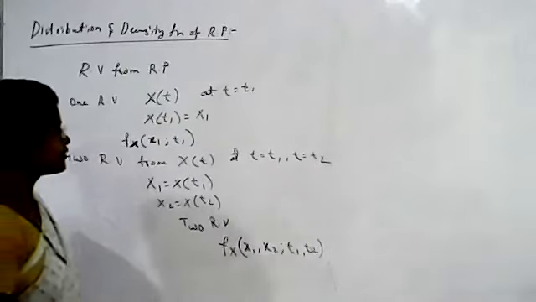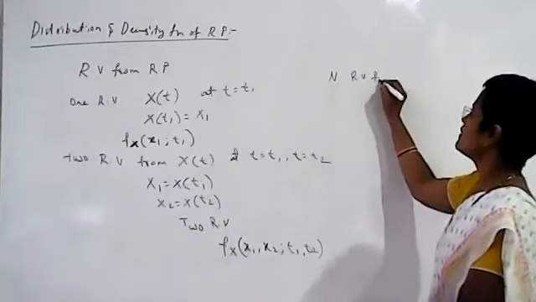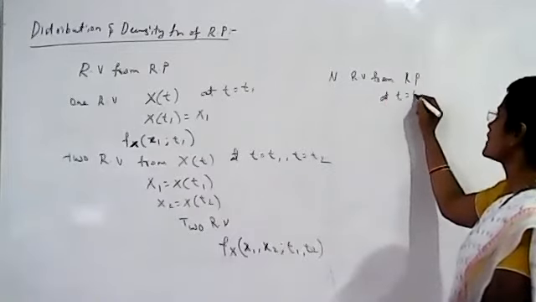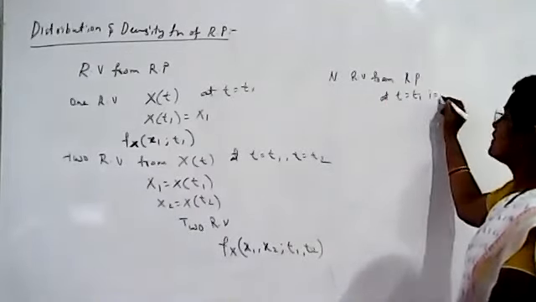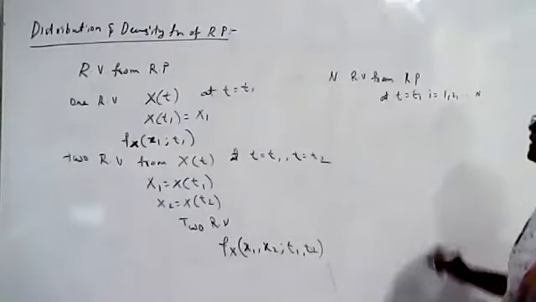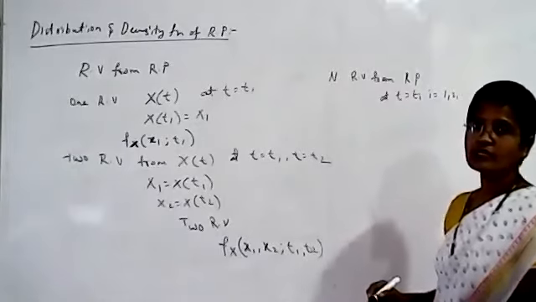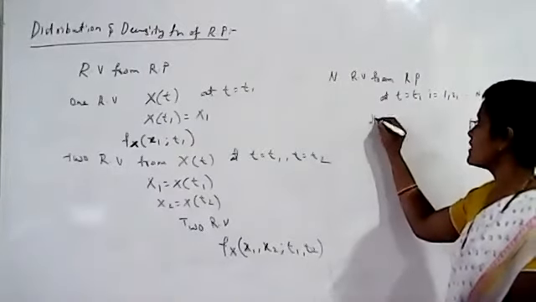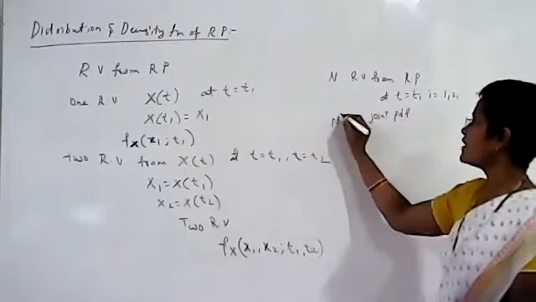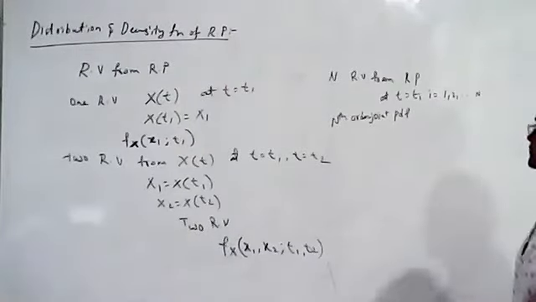Similarly, if we are obtaining n random variables from the random process at n time instances, that is t is equal to ti, where i is varying from 1 to capital N, then it will have all the statistical properties related to its joint probability density function. Now, what is the order of this joint probability density function? It is the nth order joint probability density function.